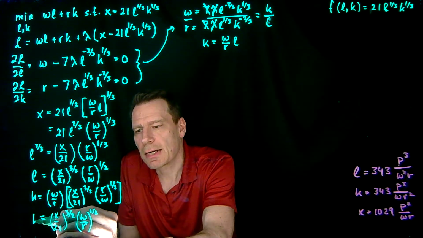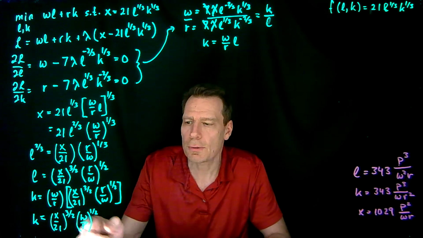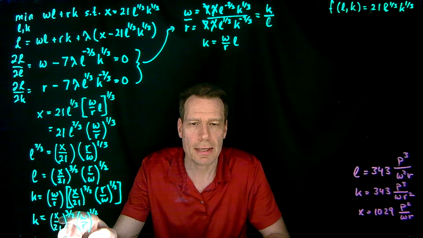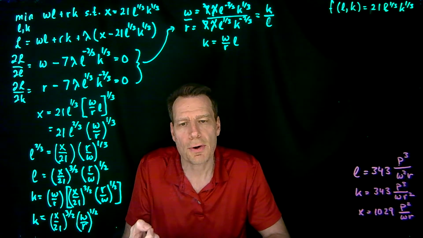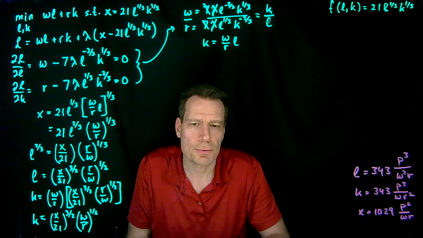So this is our second, what we call conditional input demand. Conditional on wanting to produce the output level x, it tells us the least cost way of producing that level by telling us how much labor and capital we should use.